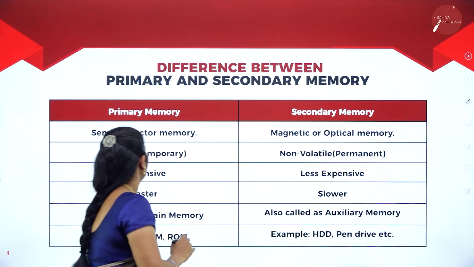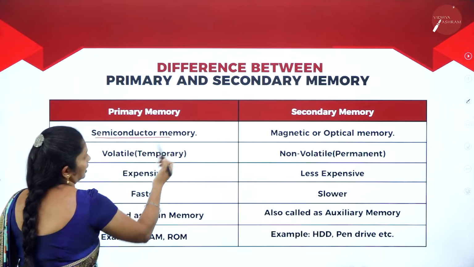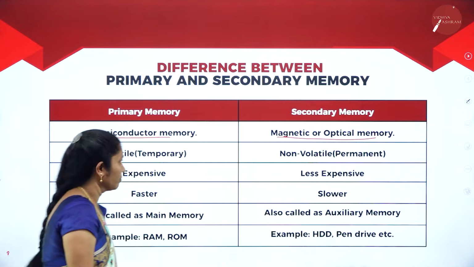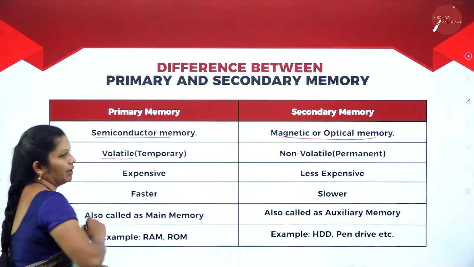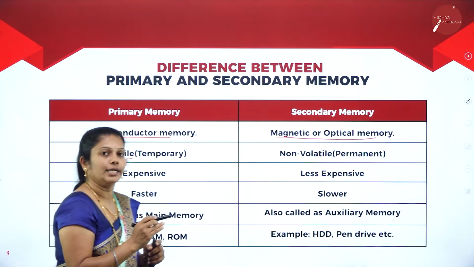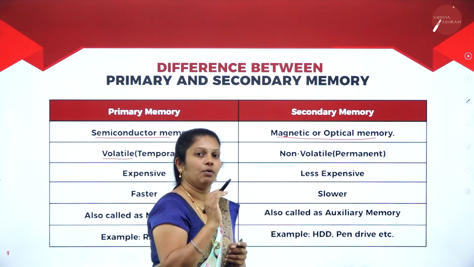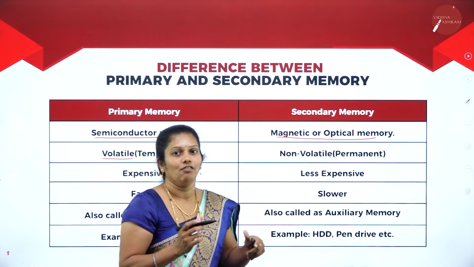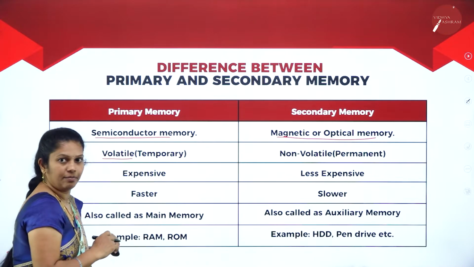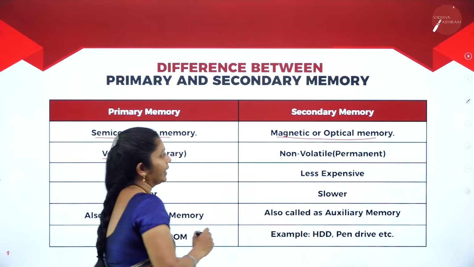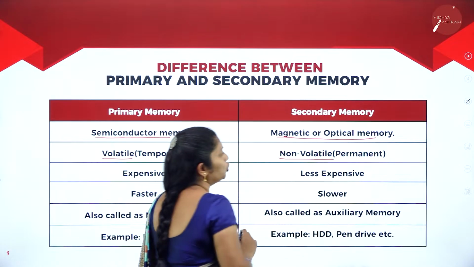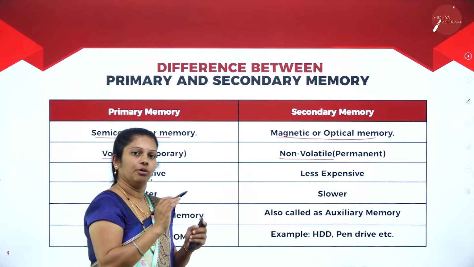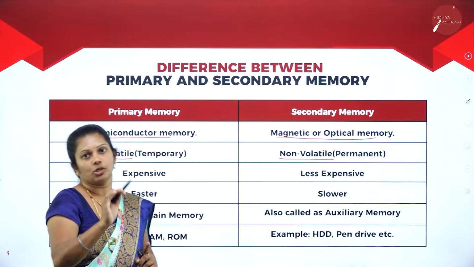In primary memory, we have semiconductor memory, whereas here it is magnetic or optical memory. It is a volatile memory. What do you mean by volatile memory? As long as the power supply is there, the data remains. Once the power goes off, the data will be erased in primary memory. But secondary memory is non-volatile, that is, permanent by nature. Whether the power supply is there or not, the data remains constant.